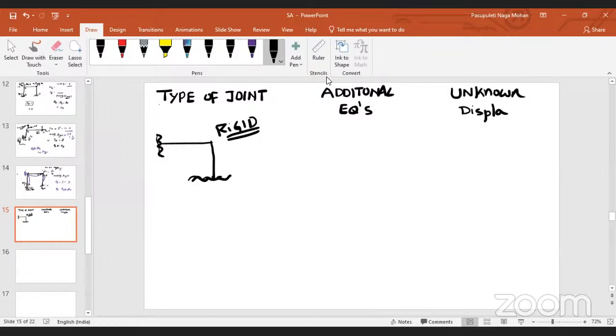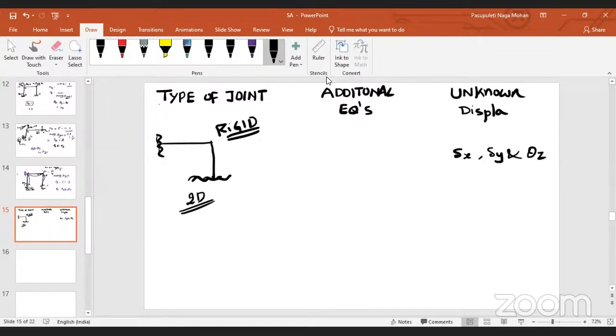How many unknown displacements are possible if it is a rigid joint? Zero? It is not a support. Three. If it is a rigid joint, there are three. What are they? Delta x, delta y, and theta. Rotation.